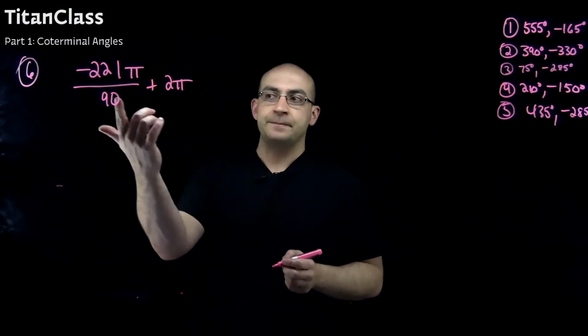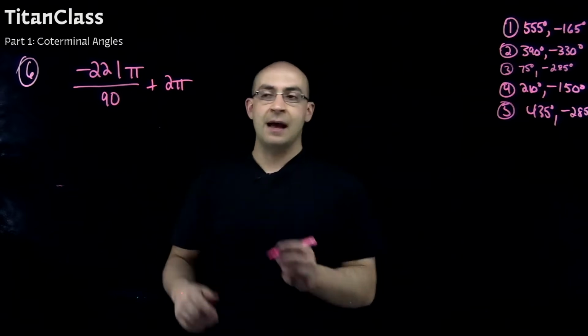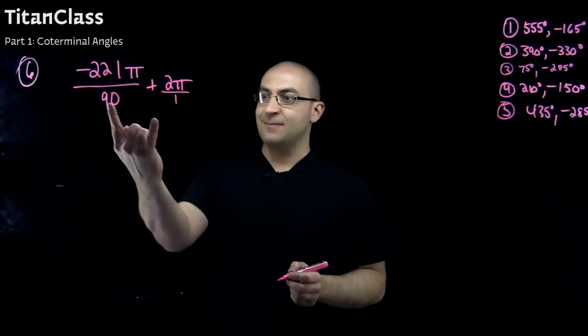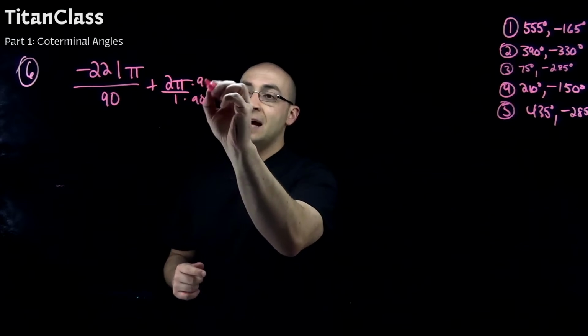Problem is that I can't just add 2 pi to this. We don't add fractions like that. We need a common denominator. So I'm going to put 1 underneath that 2 pi. Now again, I don't have my common denominator, so we're going to make it a common denominator. I'm going to multiply by 90 on top and bottom.